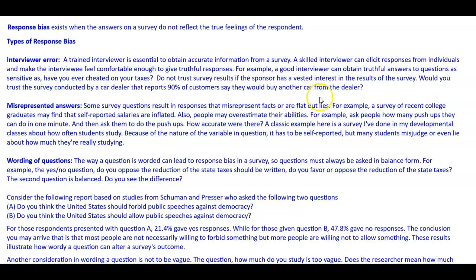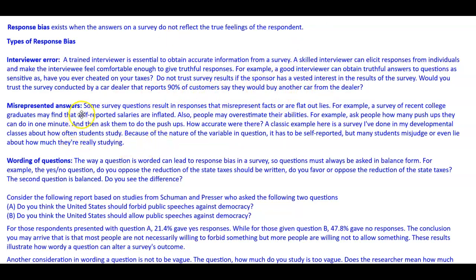For example, a good interviewer can obtain truthful answers to questions as sensitive as, "Have you ever cheated on your taxes?" Do not trust survey results if the sponsor has a vested interest in the results of the survey. Would you trust a survey conducted by a car dealer that reports 90% of customers say that they would buy another car from a dealer?